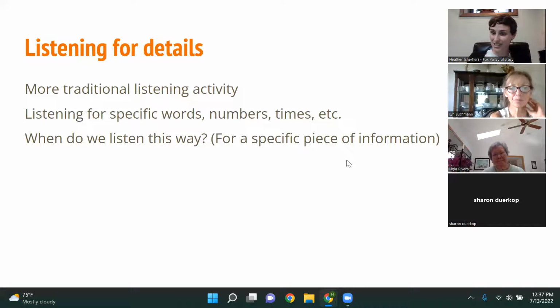Great. So we listen for gist and context, and we listen for details for different reasons, right? There's different goals for both of those different types of listening, and they're both really important, and we want to build those skills specifically.